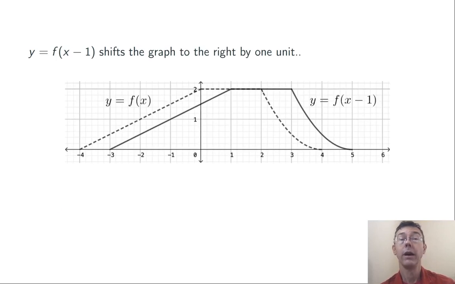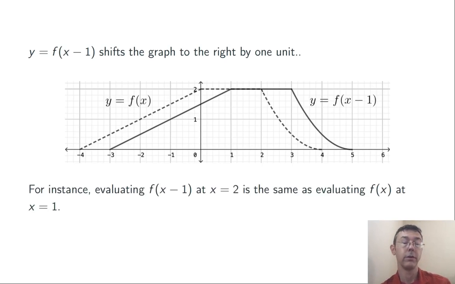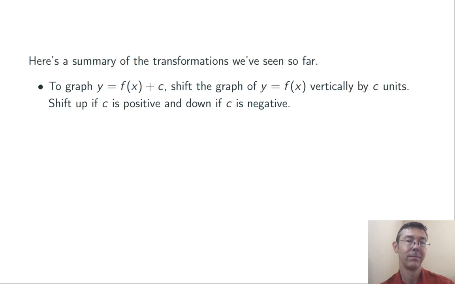Similarly, if you subtract 1 from x before plugging into f, that's going to shift the entire graph to the right by 1 unit. For instance, if you want to evaluate f of x minus 1 at x equals 2, that's going to be the same as evaluating f of x at x equals 1.